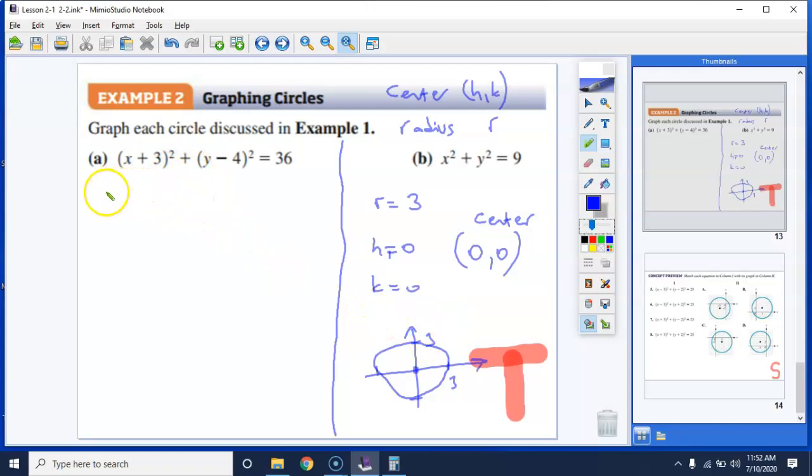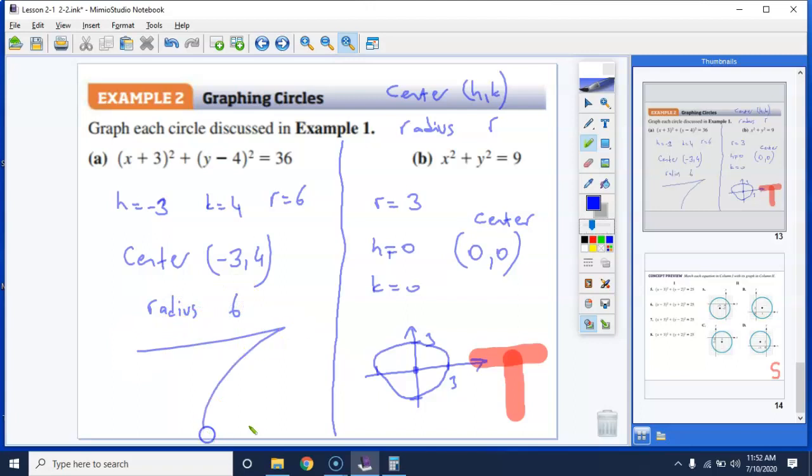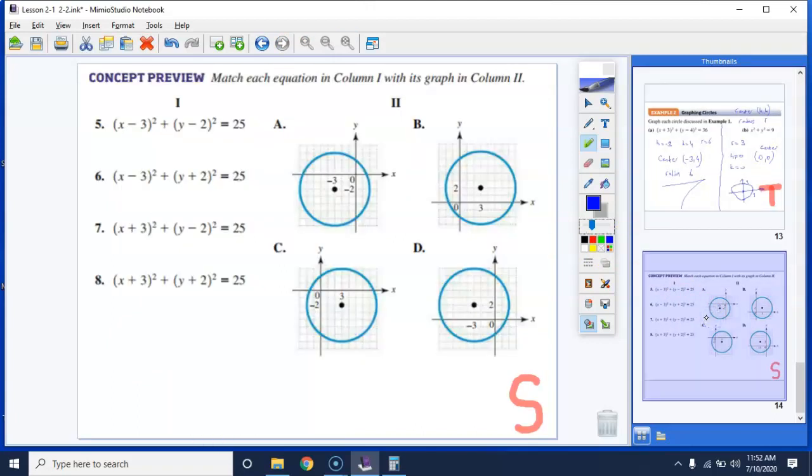And here again, r squared is 36, so r should be 6, and k should be 4 and h should be negative 3 here, which means the center should be (-3, 4) and the radius should be 6. That's it. And then here, please match each equation to the correct circle. And that's all for today.